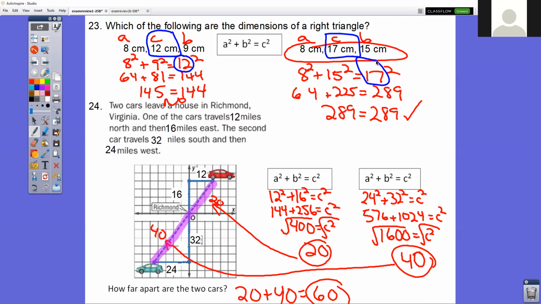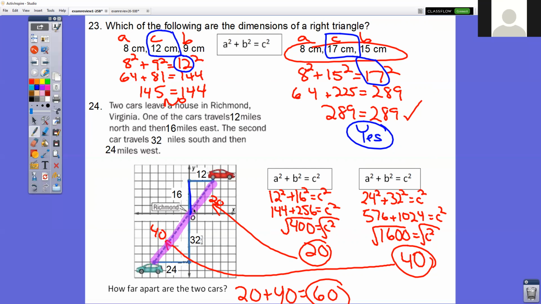If you sub it into the A or the B spot, you're going to get the wrong answer. In this one, we end up with 145 equals 144. Those are not equal to each other. That one would not form a right triangle. In this one, we end up with 289 equals 289. This one does form the right triangle. Again, on your final exam, you're going to look for the one that does check, the one that is your yes.